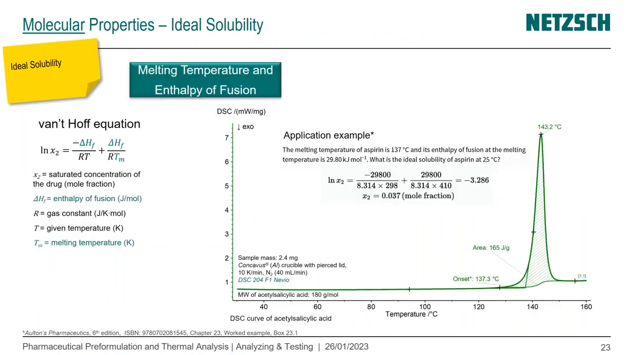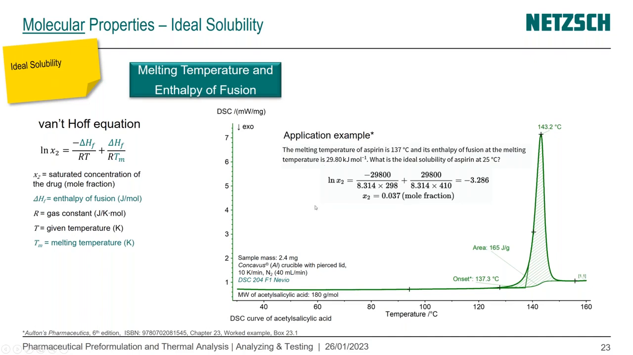Okay, melting temperature and enthalpy of fusion can be used to determine the ideal solubility. The ideal solubility is an estimation of the capacity, the solubility of a material. And in a thermodynamic way, having some considerations, we can apply the Van't Hoff equation to get this information. And so we have here the enthalpy of fusion and the melting temperature that we can apply.